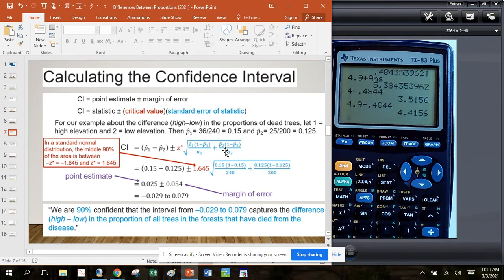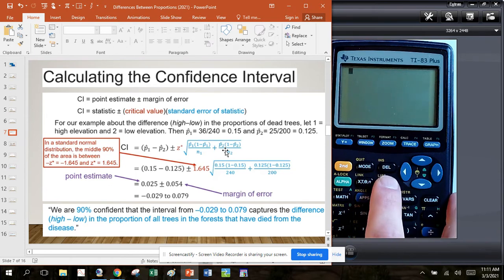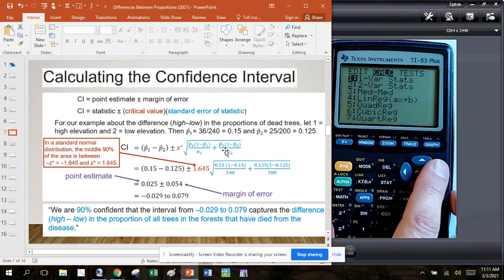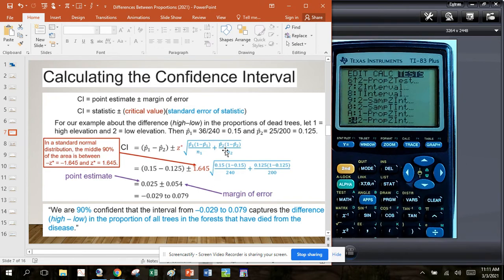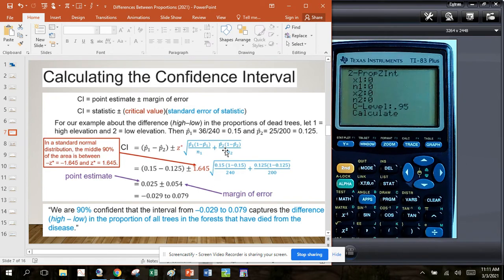Now you can also do this on the calculator, which I'll show you on the right-hand side here. So we're going to go to Stat, then across to Tests, and then scroll down until we see our two proportion interval. In this case, it's our two proportion z interval. So we're going to select that.